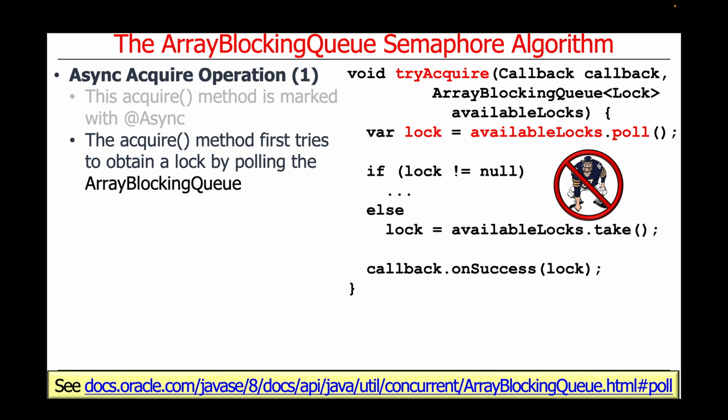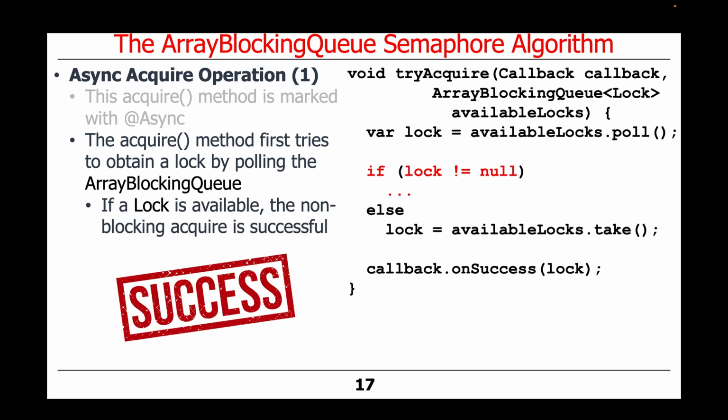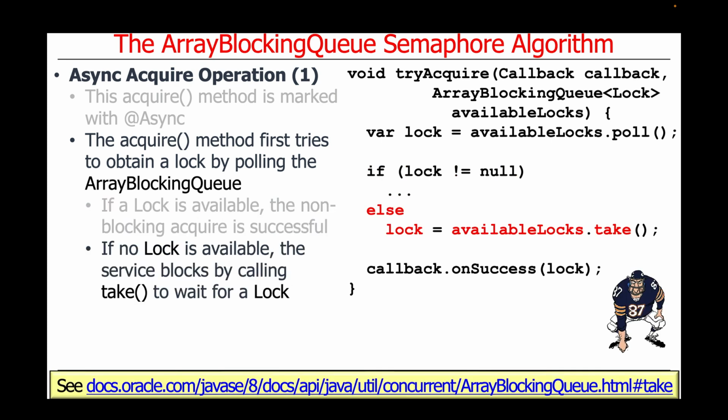The acquire method here first tries to obtain a lock by polling the ArrayBlockingQueue. Poll is the method that doesn't actually block. It just checks to see if there's an available lock or permit. If we don't get back a null, we're successful and we can go on to the next step. However, if no lock was available through polling, we're then going to call the take method on the available locks ArrayBlockingQueue, which will in fact block, waiting for some other thread to release at least one lock so that we can then take it out of the ArrayBlockingQueue.